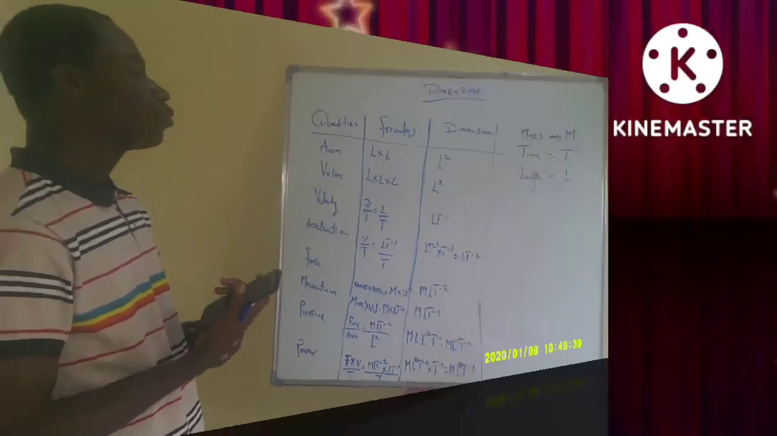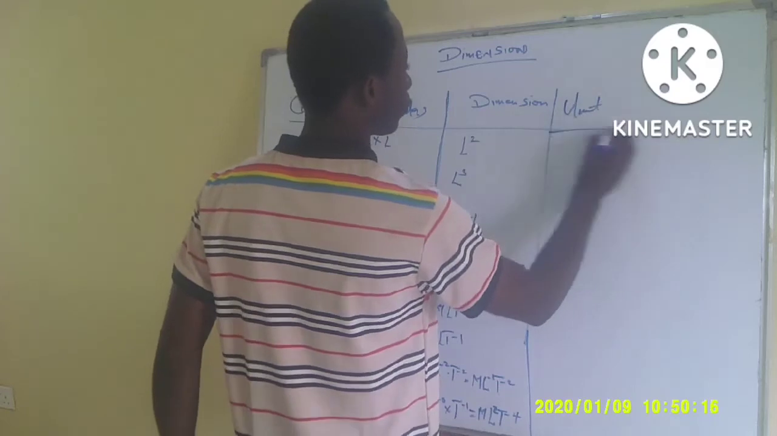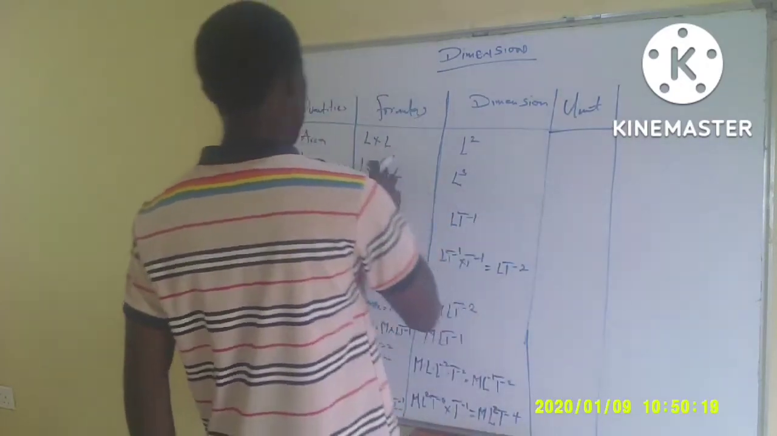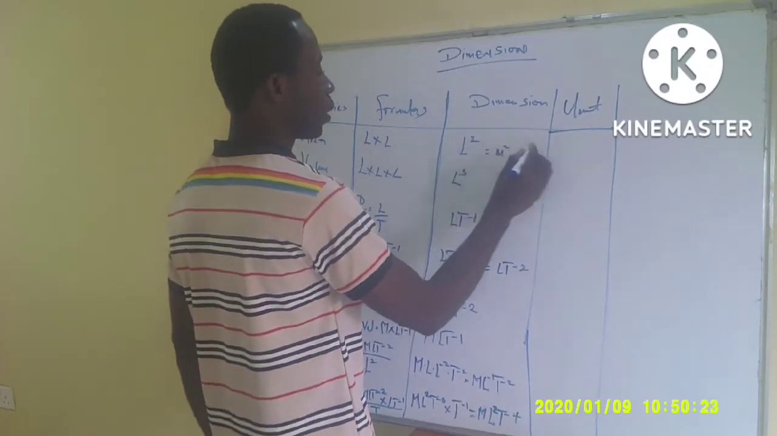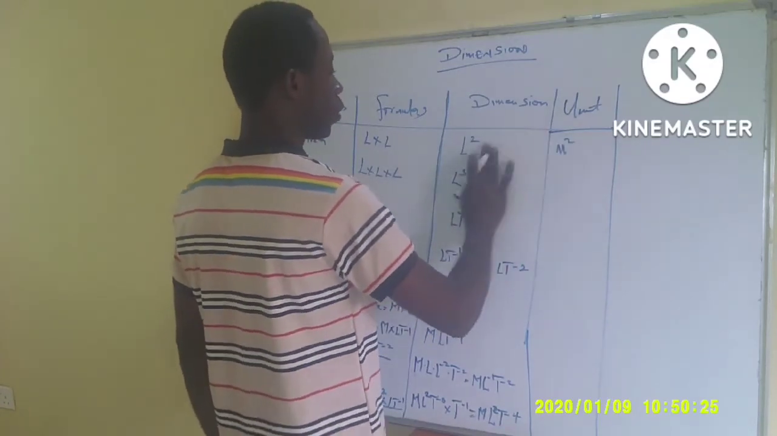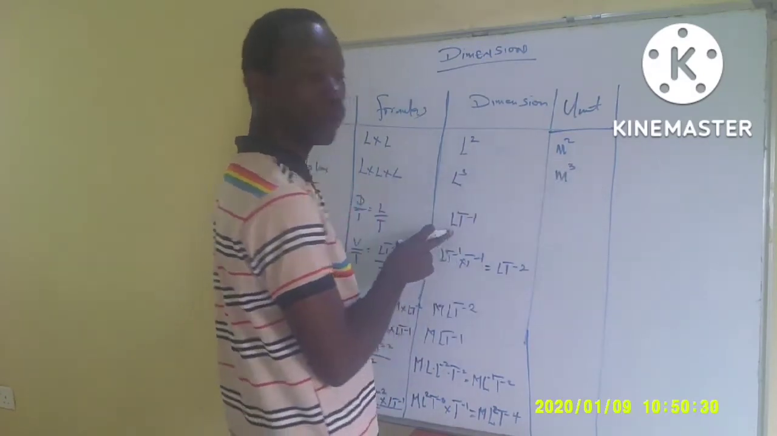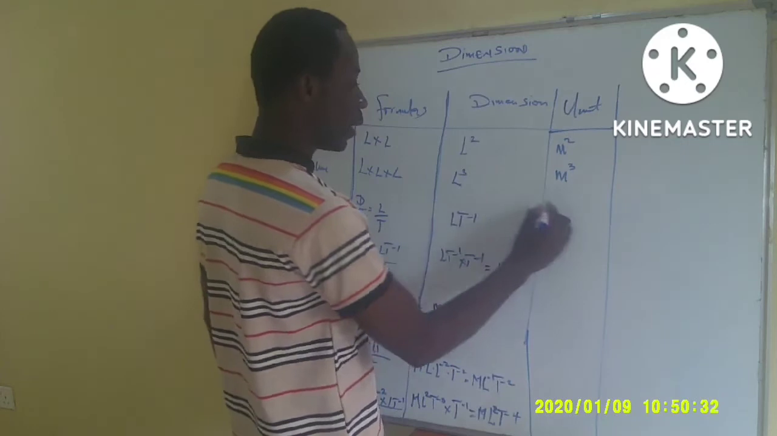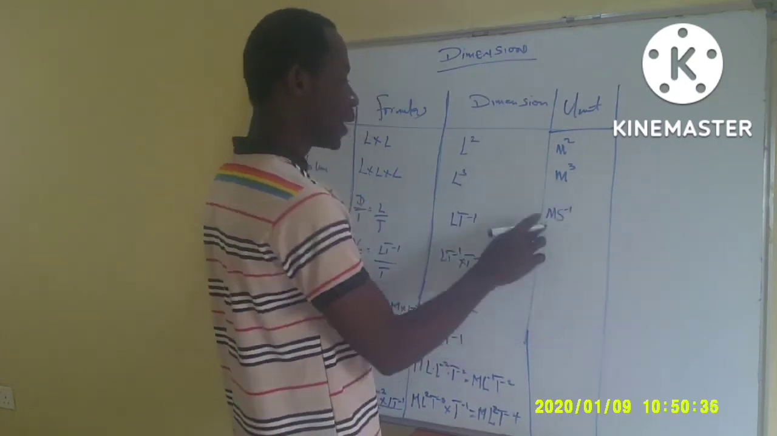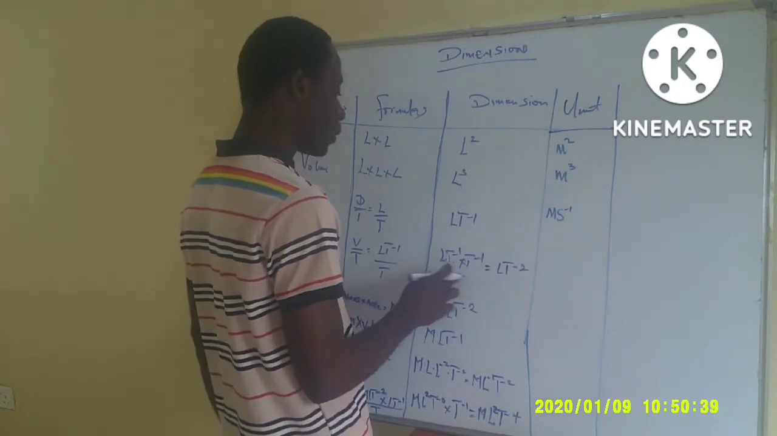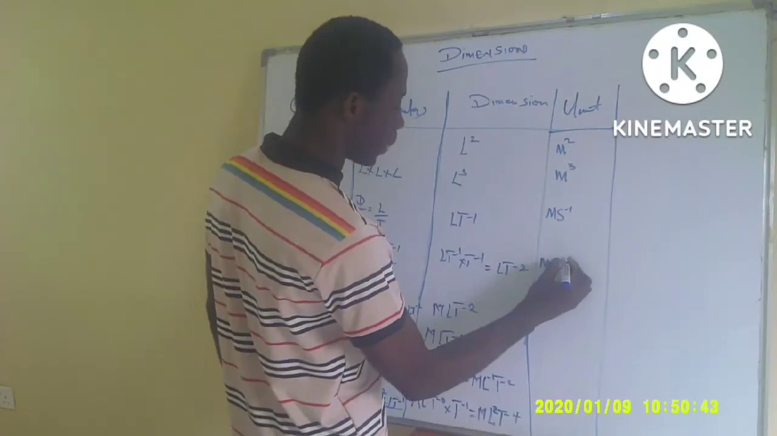And then I would like you to find the units now. The unit of area, which is L squared, is going to be meter squared. So this one now, volume, will be meter cubed. Then this one now, the length is meter, and time is seconds. This one, minus 1, is meter per second. Now that of the acceleration: length is meter, time is seconds, so meter per second squared.